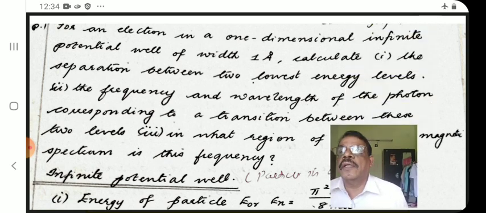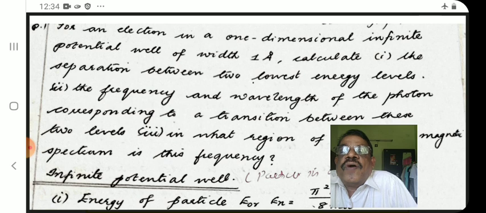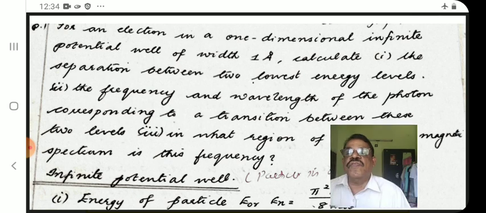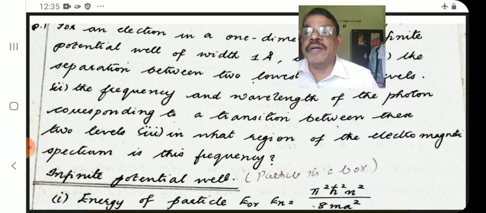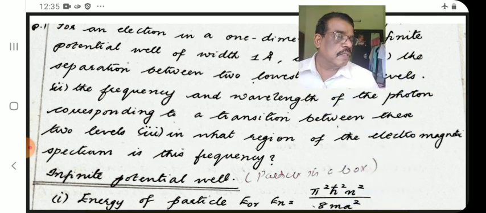Read it again. For an electron in a one-dimensional infinite potential well of side 1 angstrom, calculate 1, the separation between two lowest energy levels. 2, the frequency and wavelength of the photon corresponding to a transition between these two levels. And 3, in what region of the electromagnetic spectrum is this frequency?